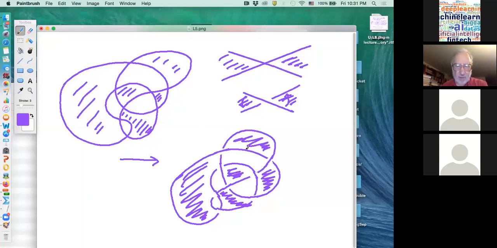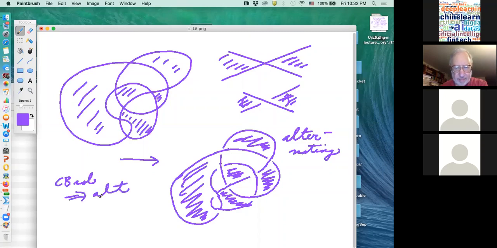Alternating meaning that it goes over and then it goes under and then it goes over and under and so on, back and forth like that, alternating. So checkerboard coloring implies alternating. Now, what happens if you were to draw on some other surface rather than the plane? Let's take a look.